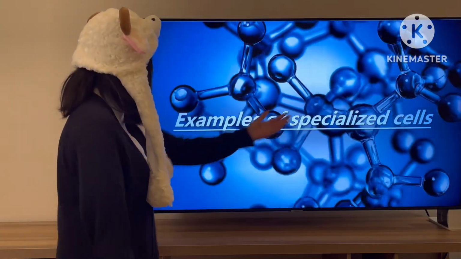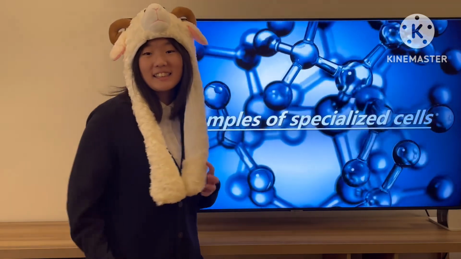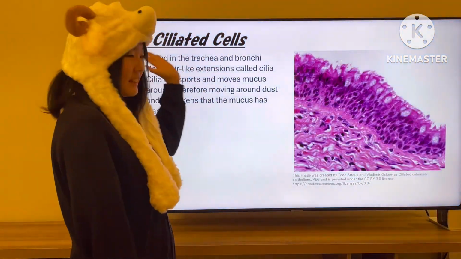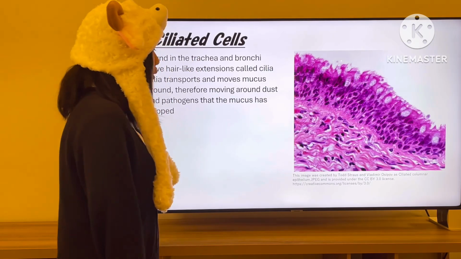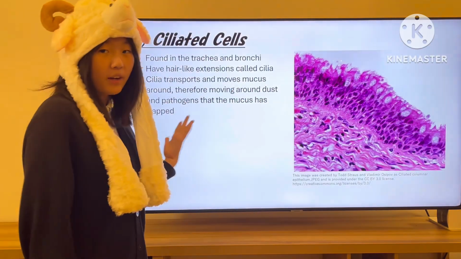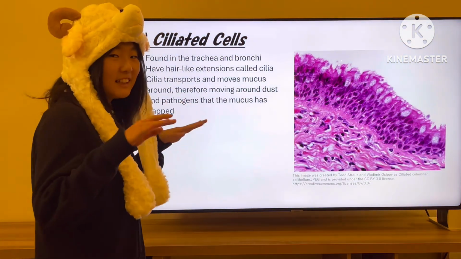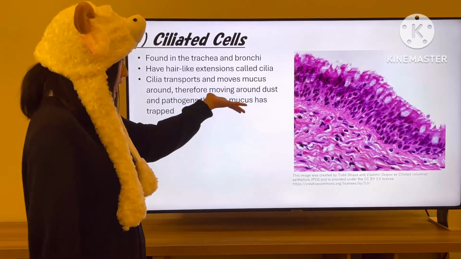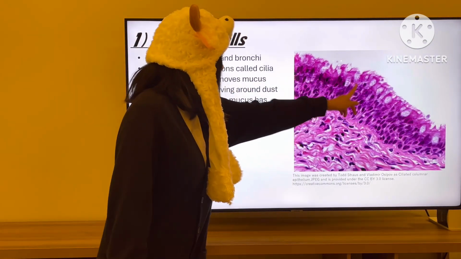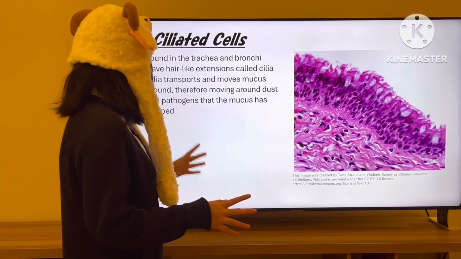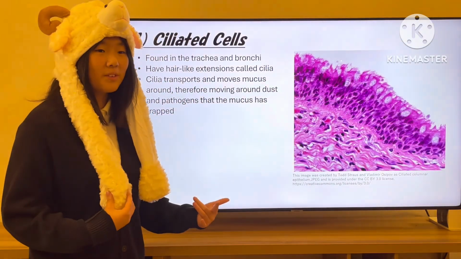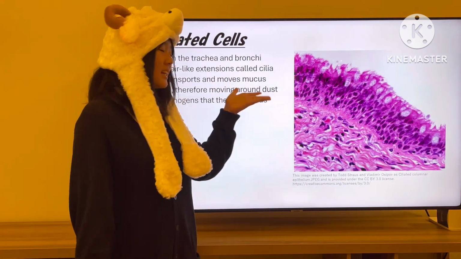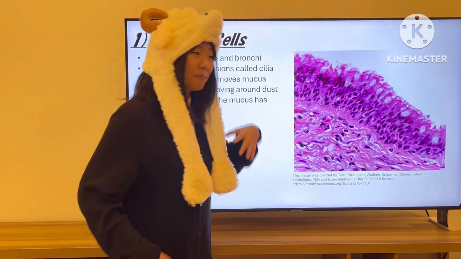Today, we will be learning about examples of specialized cells. The first example is ciliated cells. They are mostly found in the trachea and bronchi. They have hair-like extensions called cilia. And cilia, shown here, transport mucus around and therefore move around dust and pathogens that the mucus has trapped, which makes it easier for the body to eliminate.